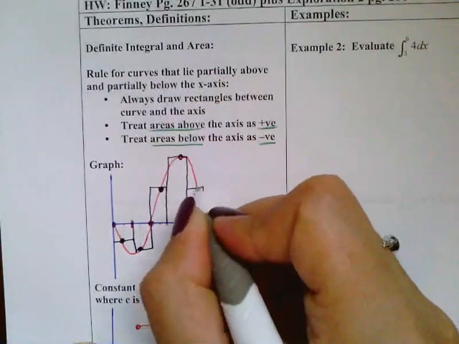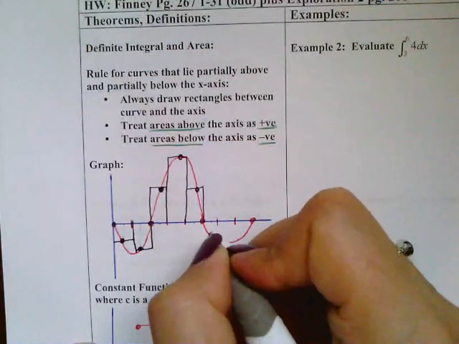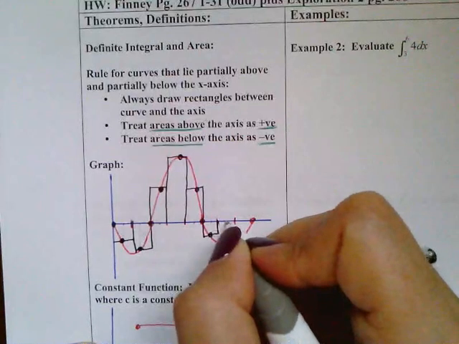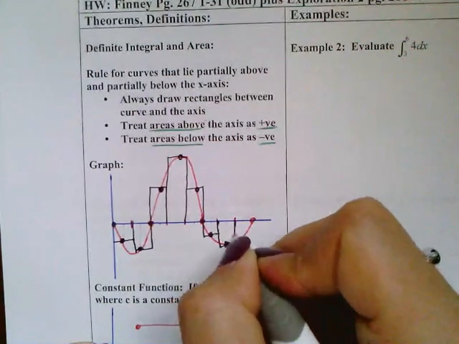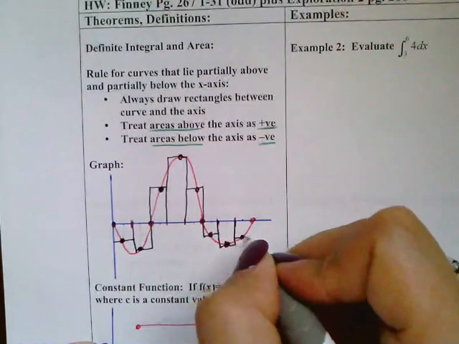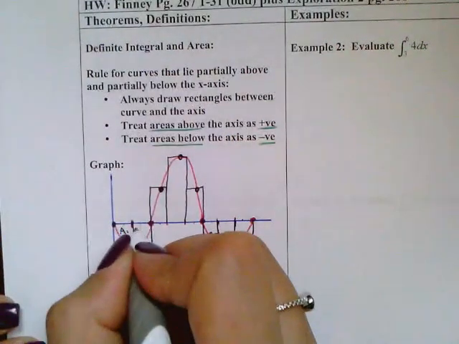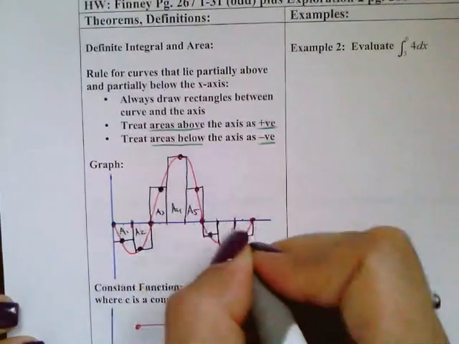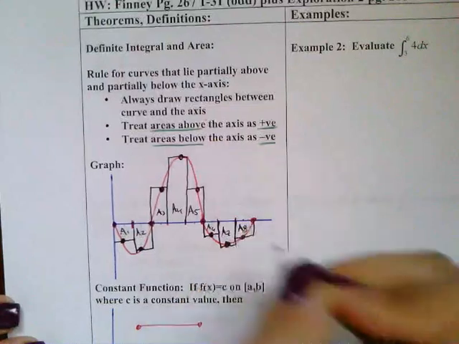my rectangle, midpoint, go down to the curve here, draw my rectangle, midpoint, go down to the curve, draw my rectangle, and midpoint, go down to the curve, draw my rectangle. So if I label these as A1, A2, A3, A4, A5, A6, A7, A8.